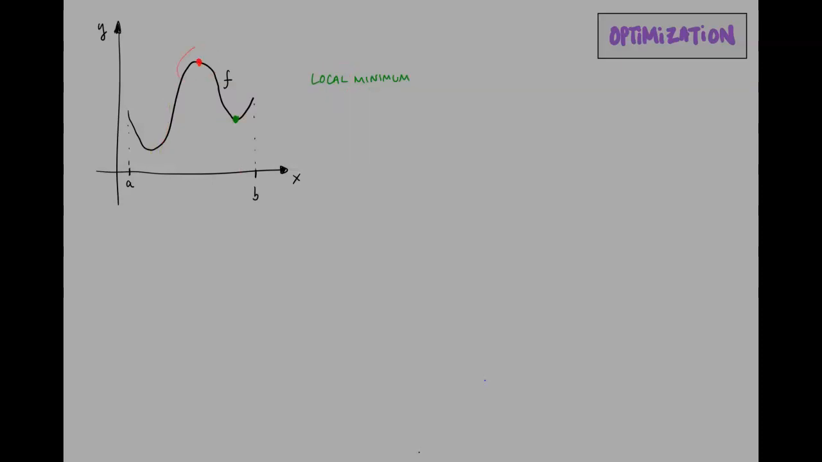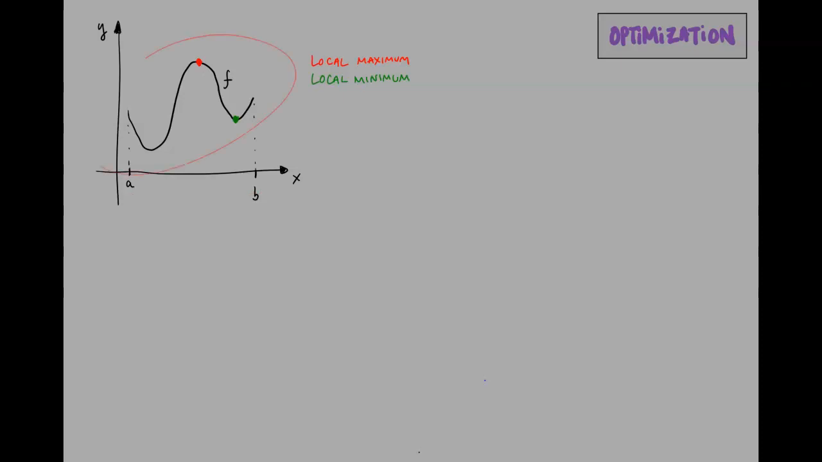Similarly, this point here would represent what we would call a local maximum of the function. Change the input by going left a little bit, and the value of the function falls. Change the input by going right a little bit, and the value of the function falls. This is as high as you can get, at least locally. And in fact, on this interval AB, it looks like it's the global maximum as well.